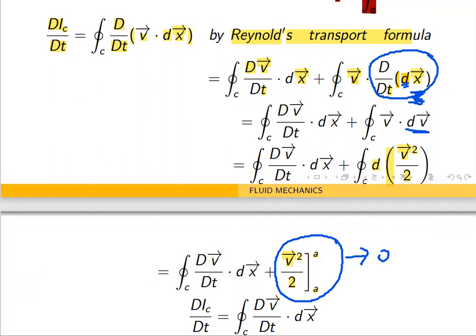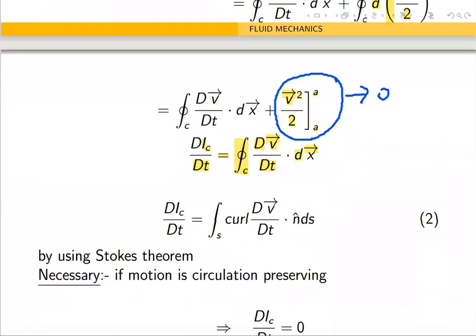So we have dΓ by dt equal to the integral of dv by dt dot dx. Right. So now we have the line integral here. Now by which theorem can we convert a line integral to a surface integral? Stokes theorem. So using Stokes theorem, we have the surface integral over S of curl of dv by dt dot n dS, where n is the outward unit normal of the surface dS. Let us call this equation 2.